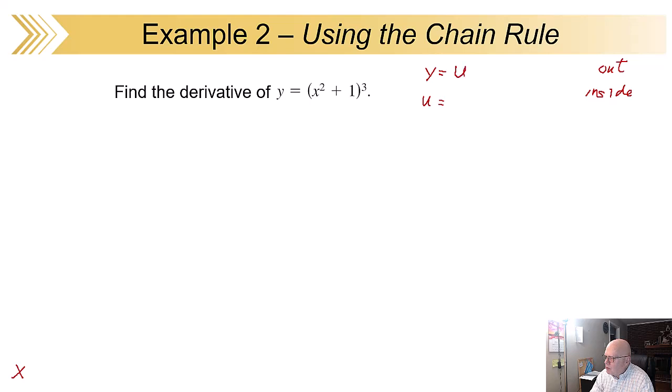I'm going to represent the inside one by just a u. So this is a generic one, but the outside function is a cubing function. So there's the outside function. So what is that inside function? Well, the u is the inside part. It's x squared plus 1.